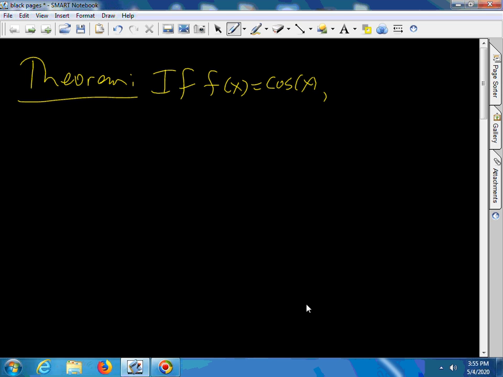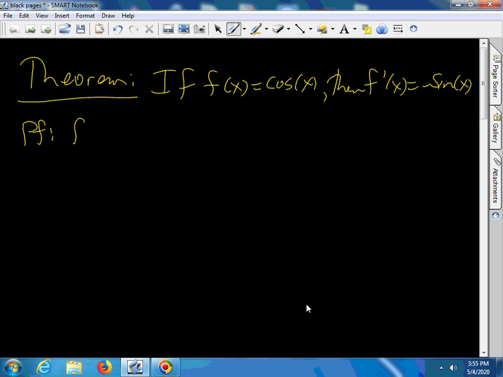We are going to prove the following fact. If f of x is equal to the cosine of x, then f prime of x is negative the sine of x.